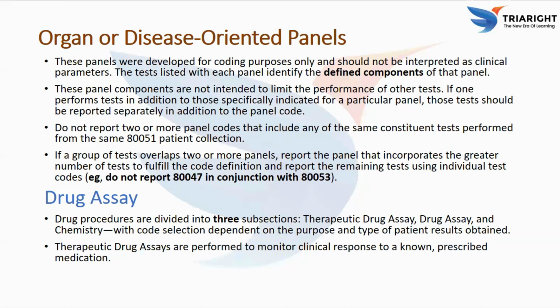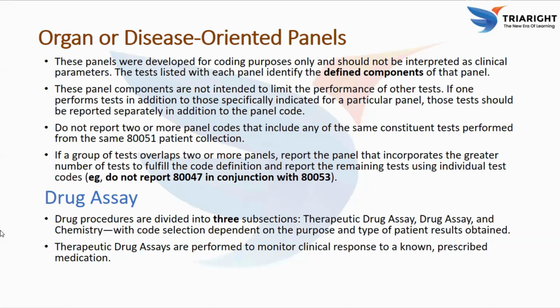So what is an example? So report 80053, the larger panel, plus individual codes for remaining tests. So do not report 80053 code with 80047. Why? Because these are the overlapping panels, right?